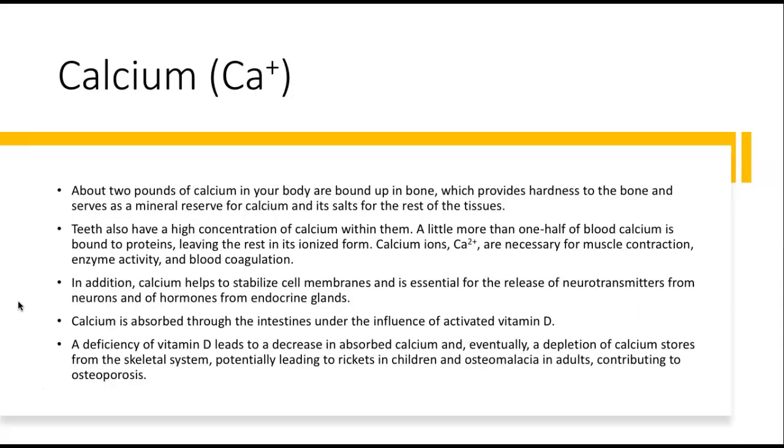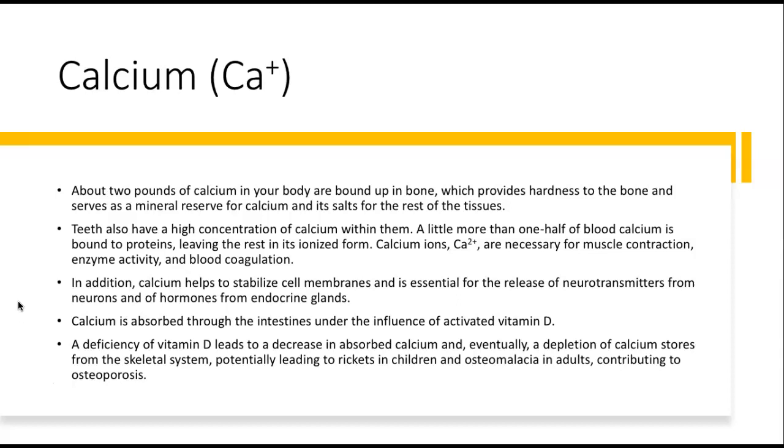Here's calcium, Ca2+. There's about 2 pounds of calcium in your body, and it's bound up in bone, which provides hardness to the bone and serves as a mineral reserve for calcium and its salts for the rest of the tissues. Teeth also have a high concentration of calcium within them. A little more than half of blood calcium is bound to proteins, leaving the rest in its ionized form, which is actually Ca2+. I have a mistake up there.